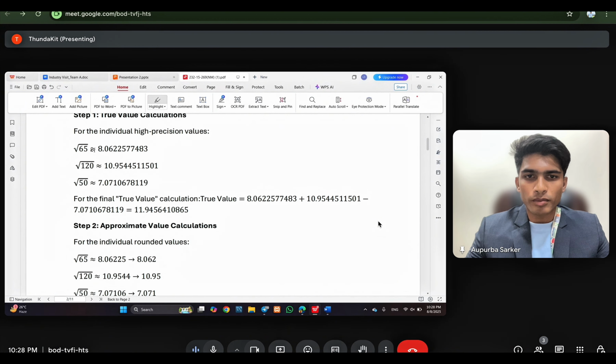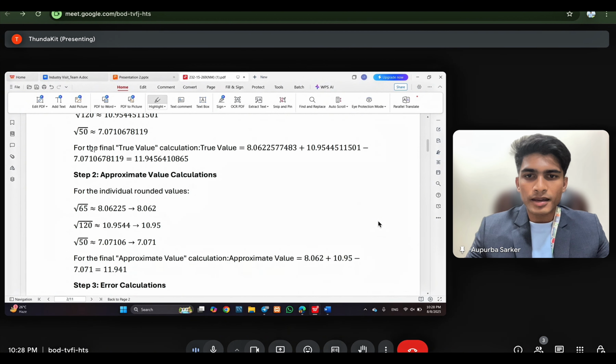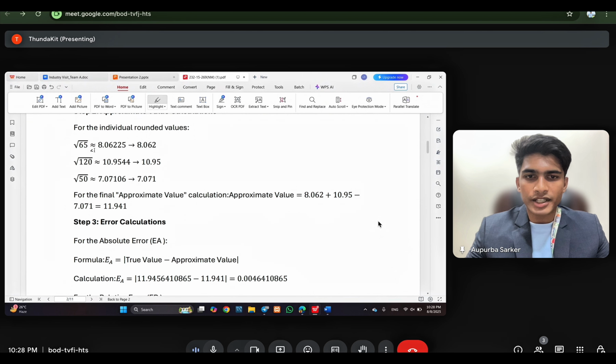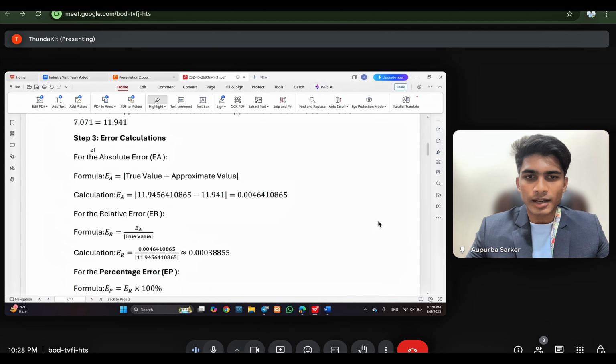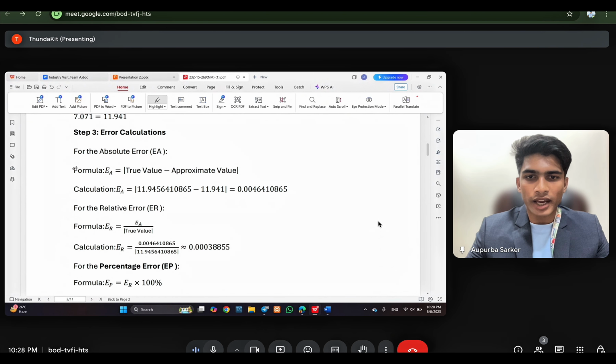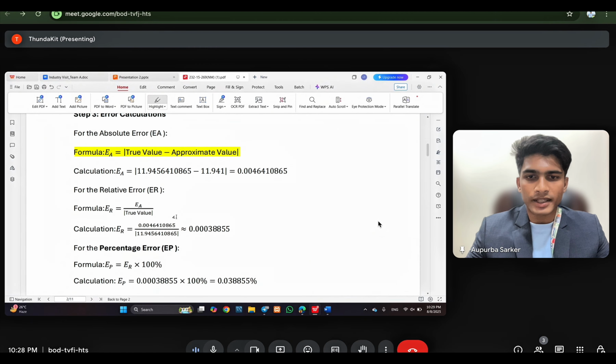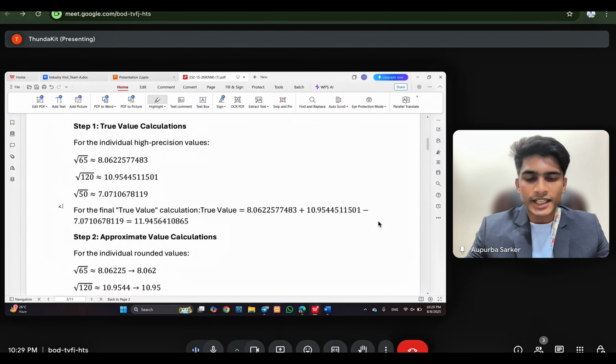When we solve a problem approximately, maybe by rounding off using limited digits, there is always some difference between the exact value and our approximate answer. That difference is called error. We calculate three main types of error. They are absolute error, relative error and percentage error. Let me explain the formula step by step.